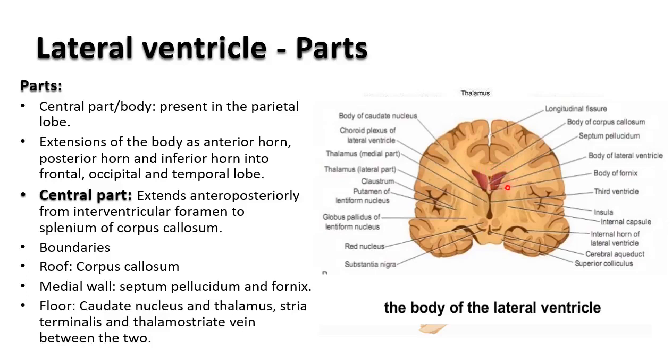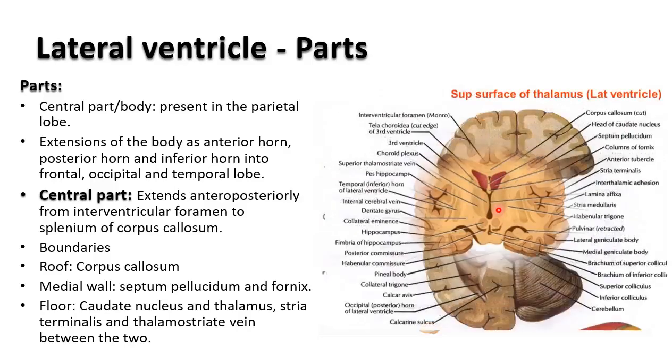The floor is formed by the caudate nucleus. In the previous picture I showed you the caudate nucleus. Here in the section again you are able to see the caudate nucleus, and this part is your thalamus, and this is your lentiform nucleus. So the floor of the central part is mainly formed by the caudate nucleus and the thalamus. These both are separated by two structures.